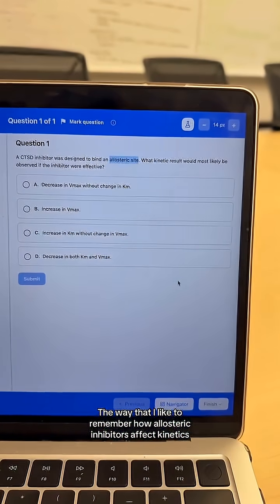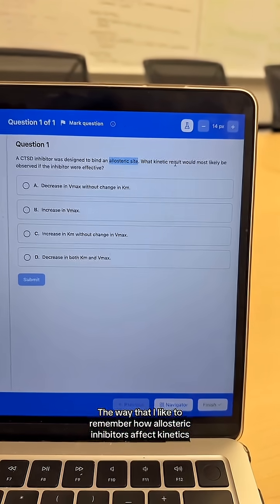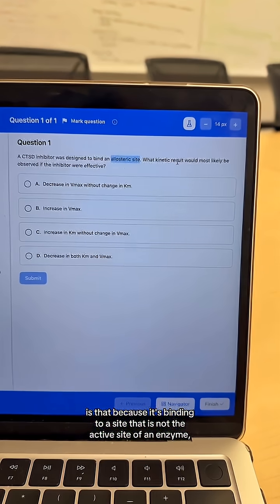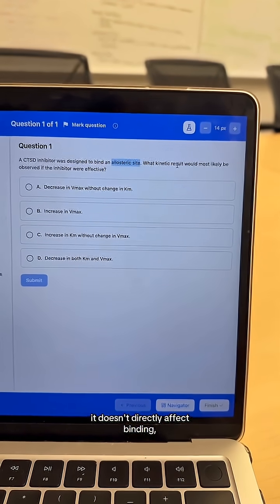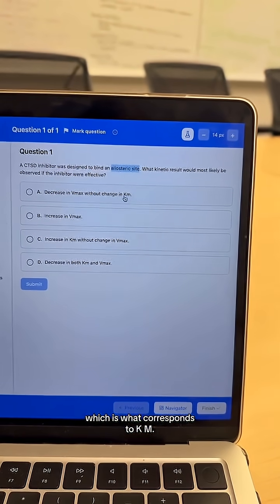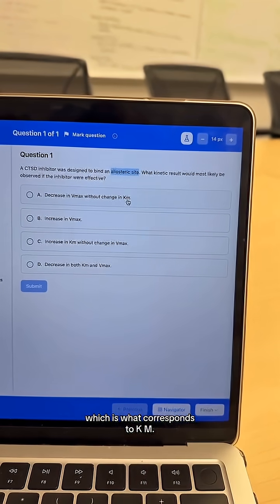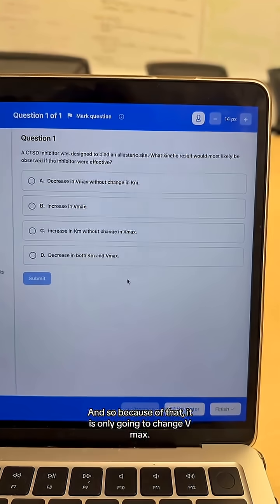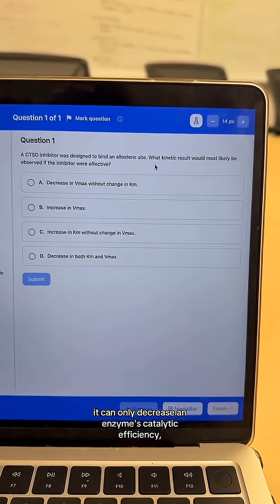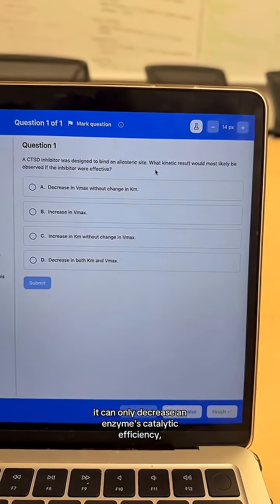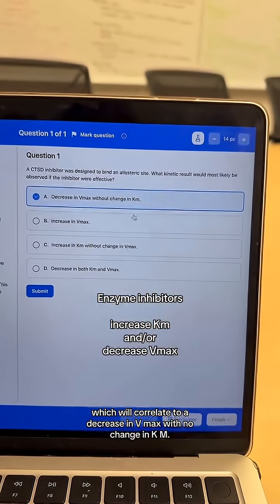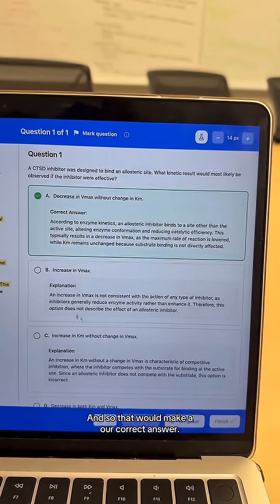A way that I like to remember how allosteric inhibitors affect kinetics is that because it's binding to a site that is not the active site of an enzyme, it doesn't directly affect binding, which is what corresponds to Km, and so because of that, it is only going to change Vmax. Because it's an inhibitor, it can only decrease an enzyme's catalytic efficiency, which will correlate to a decrease in Vmax with no change in Km, and so that would make A our correct answer.